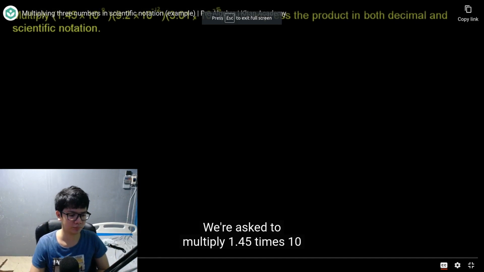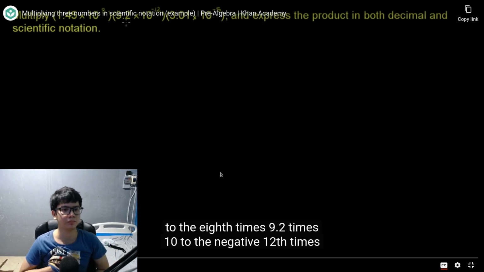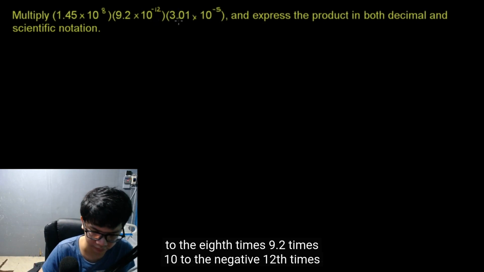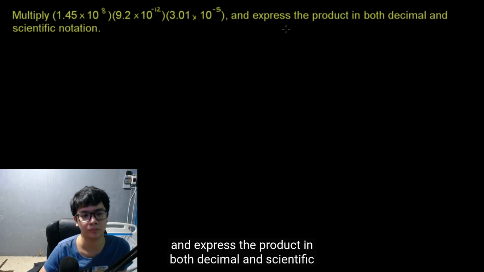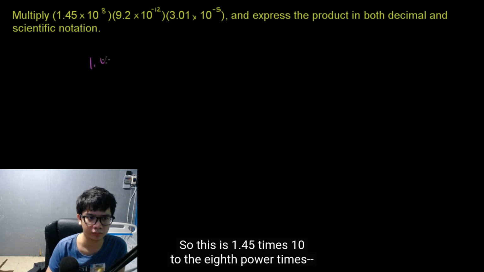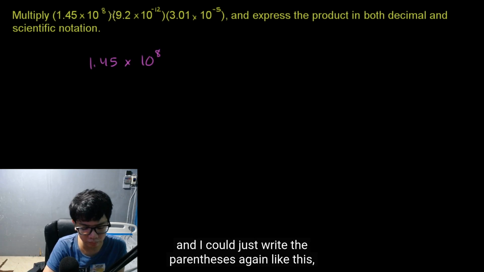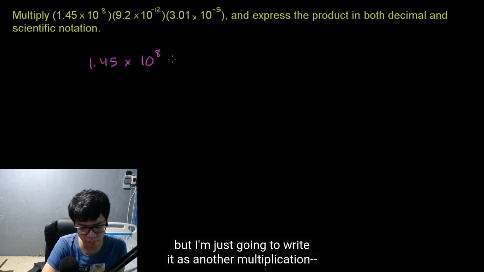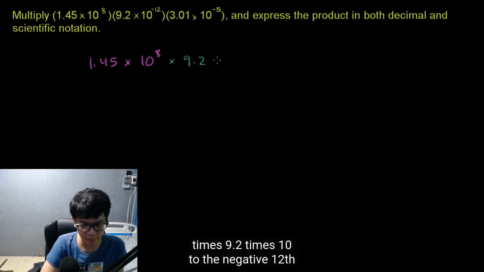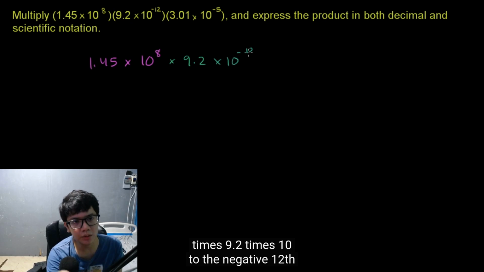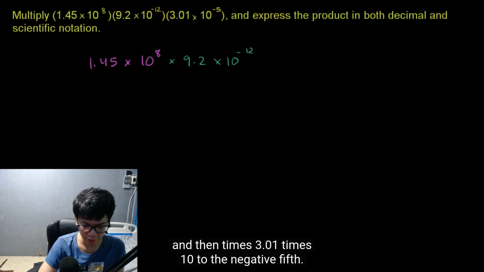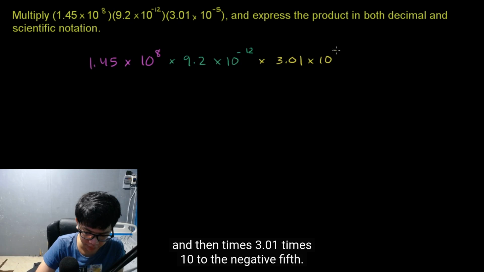We're asked to multiply 1.45 times 10 to the 8th times 9.2 times 10 to the negative 12 times 3.01 times 10 to the negative 5th and express the product in both decimal and scientific notation. So this is 1.45 times 10 to the 8th power times, and I could just write the parentheses again like this, but I'm just going to write it as another multiplication, times 9.2 times 10 to the negative 12, and then times 3.01 times 10 to the negative 5th.